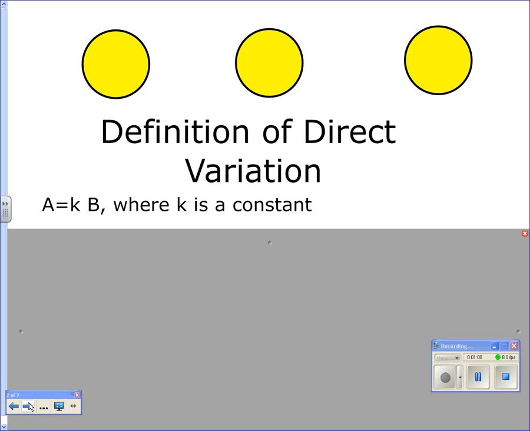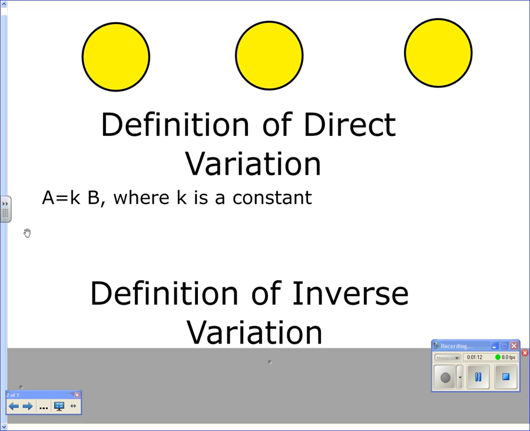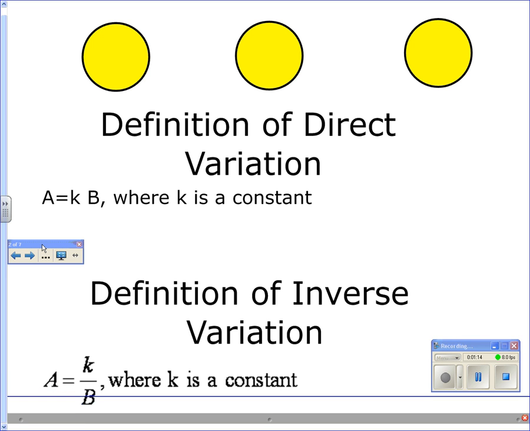Okay, so direct variation, that is your formula. A equals KB. K is some constant. We don't know what it is. Inverse variation, A equals K divided by B. Again, K is some constant. It changes for every problem. Do you need to learn those two? Yes. You have to learn that direct variation is K times B, and inverse is K divided by B.